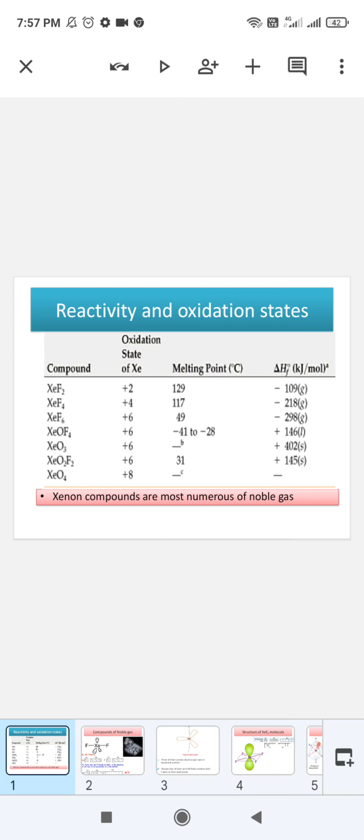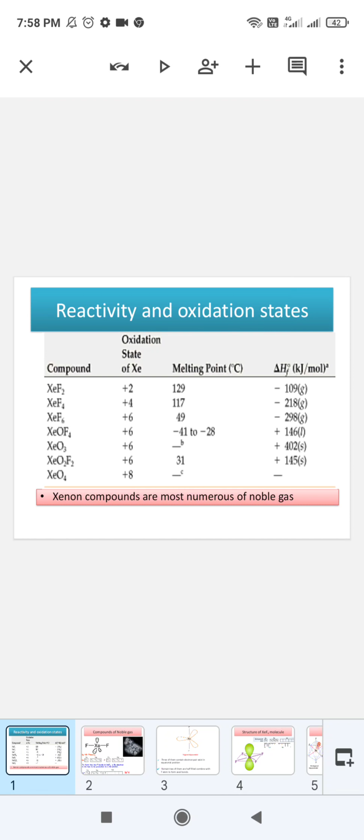Today we will discuss the remaining general electronic properties of the noble gases. In the last class we have discussed the electronic configuration, ionization energy, and electron affinity, and the remaining general property we will discuss here.